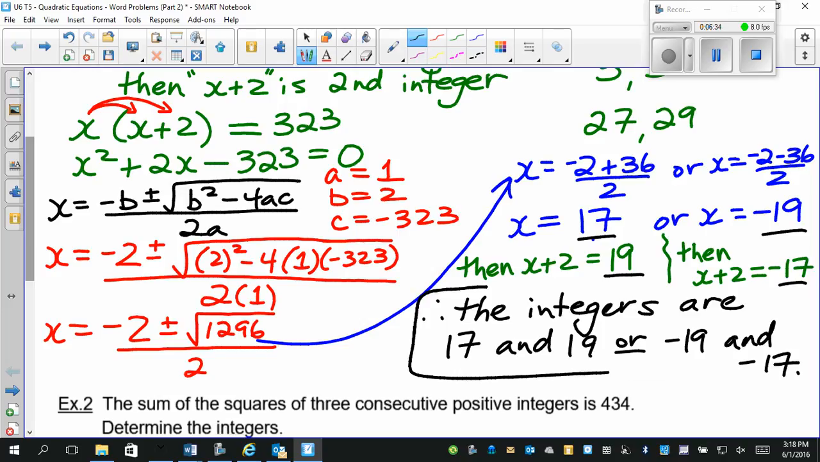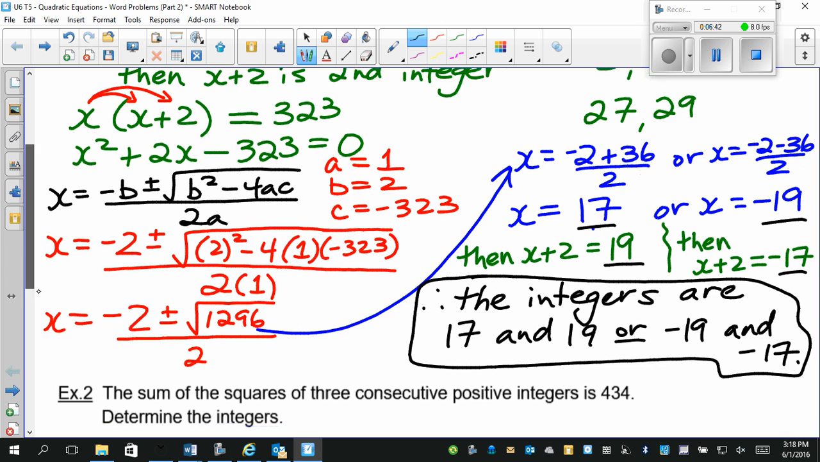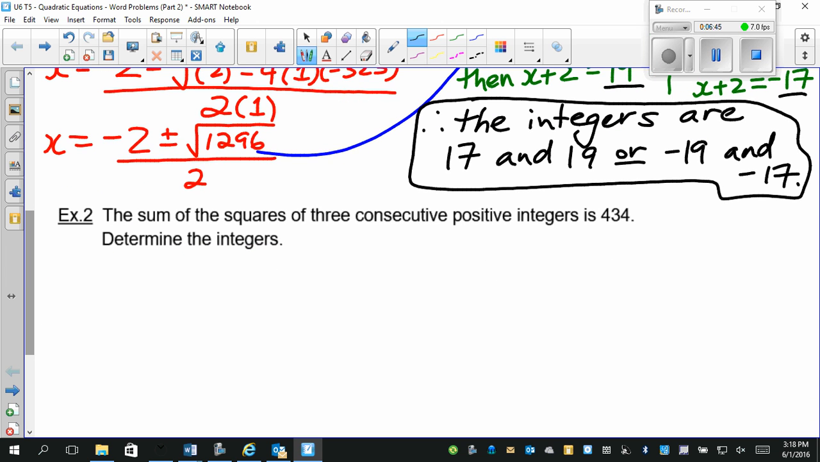So it's important that you read the question so you understand what it is you're finding. And in these ones negatives are possible, but when we were talking about the dimensions of the rectangle, those ones had to be positive. All right.